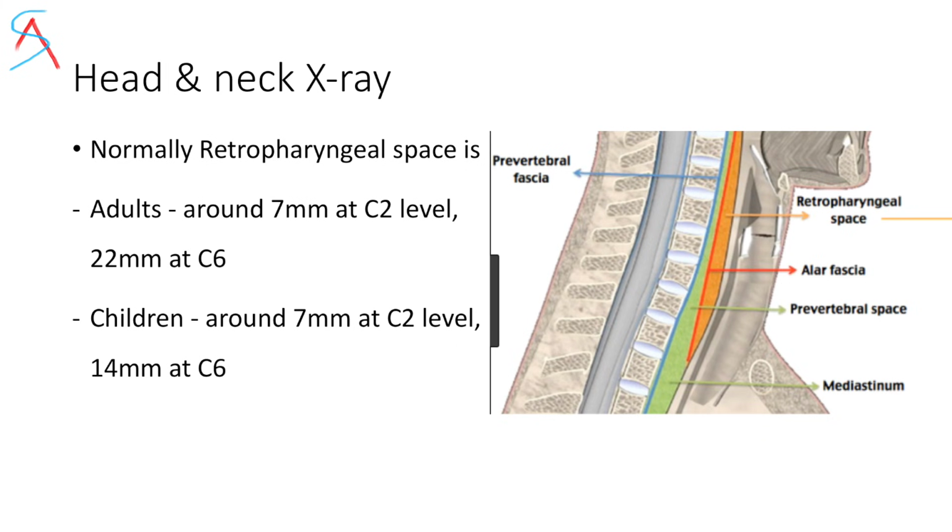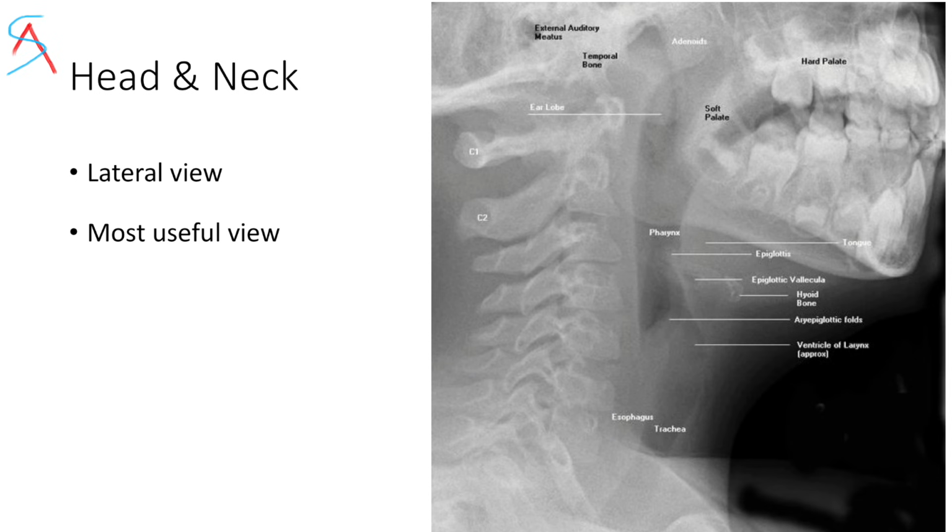Next, moving on to head and neck X-ray, you must know where are the normal spaces in head and neck. Just in front of the vertebra is prevertebral space. Just in front of prevertebral space is retropharyngeal space. Normally retropharyngeal space is around 7 mm at C2 level and 22 mm at C6 level. So in the next level we'll be seeing head and neck X-rays.